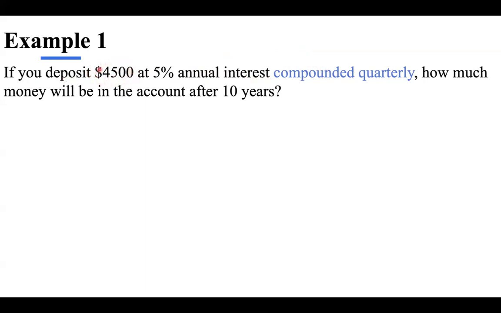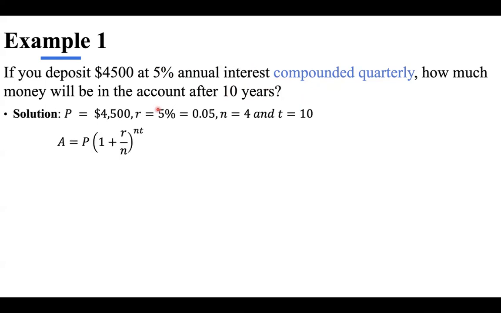The starting amount is 4,500. That's my P value. The 5% is the rate. Well, the rate has to be in decimal form, so 5 divided by 100, which gives you 0.05. Compounded quarterly means 4 times a year, so n equals 4. The amount after 10 years, your t is 10. What we're looking for is the final amount after 10 years. Well, using the compound interest formula, we're solving for A.